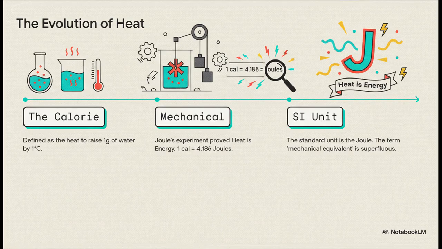Then, along came James Joule with his incredible experiment, proving that heat isn't some kind of magical invisible fluid, it's just energy. He found the mechanical equivalent of heat, showing that 1 calorie is about 4.186 joules. And that brings us to today, where the standard unit for all energy is the joule, and we know heat is just one form of it.